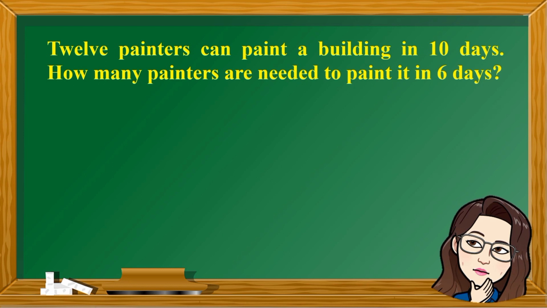Let's have another example. Try to solve this on your paper. Example number 2. 12 painters can paint a building in 10 days. How many painters are needed to paint it in 6 days? Write first the given data into a proportion. It would be 12:10 is equal to n is to 6. Now, multiply the first and the second term. Then, the third and fourth term.